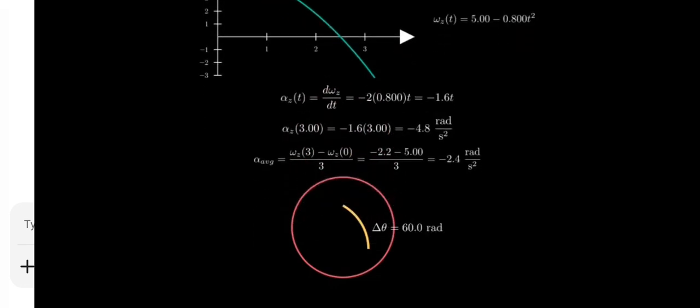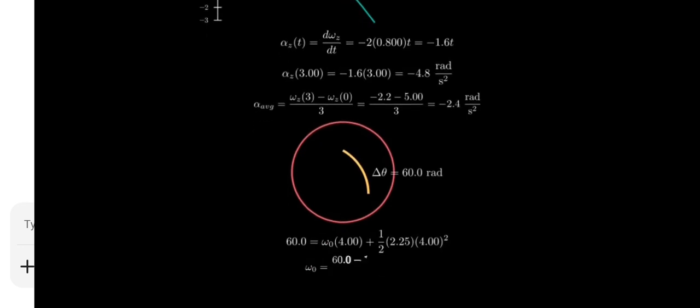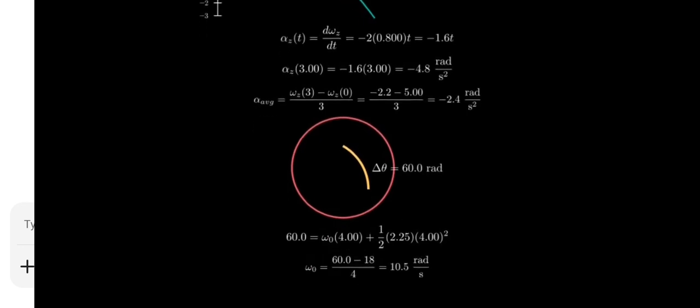Problem 4 gives an angular acceleration of 2.25 radians per second squared for 4 seconds, while the wheel sweeps 60 radians. We show a wheel with a highlighted arc and label the angular distance. Using theta equals omega 0 times t plus 1/2 alpha t squared, we solve for the initial angular velocity and get 10.5 radians per second.